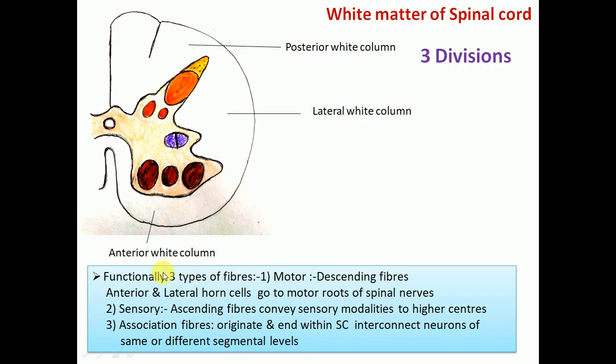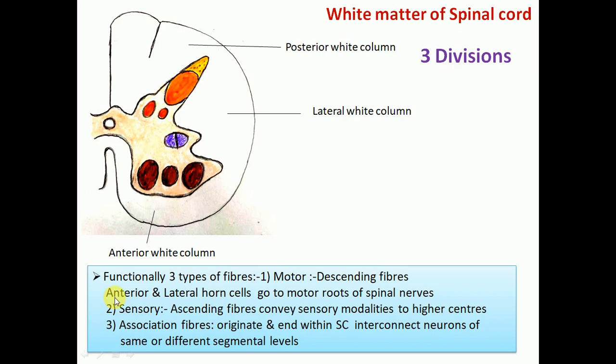Now functionally, this white matter has three types of fibers: motor, sensory and association. Motor fibers are mostly present in the anterior aspect. They form the descending fibers because they come from the higher centers, the cerebral hemisphere, and finally they come out as the anterior or motor nerve roots of the spinal nerve as descending fibers, and then go to the periphery.